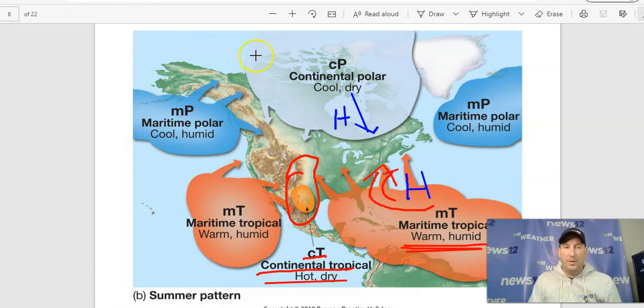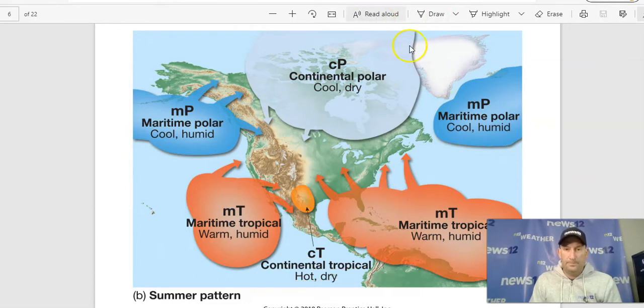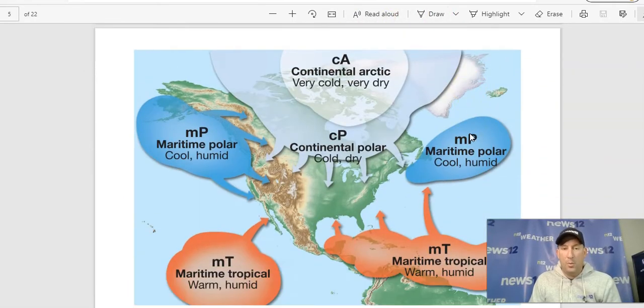And then during the winter, our predominant air mass in the winter is this cold Canadian high. And the reason why is that North Pole high pressure suppresses southward. That cold Canadian high presses southward.